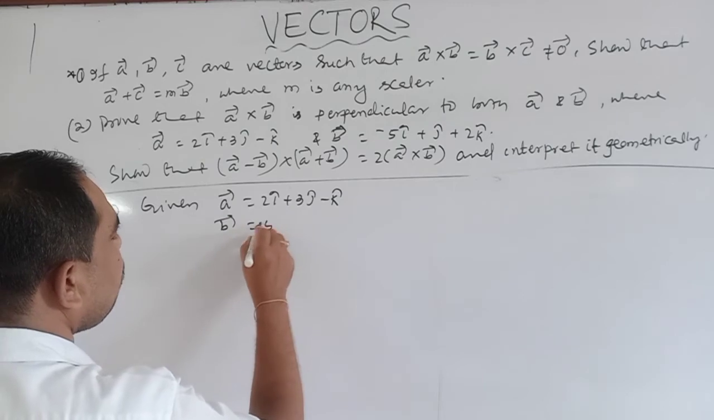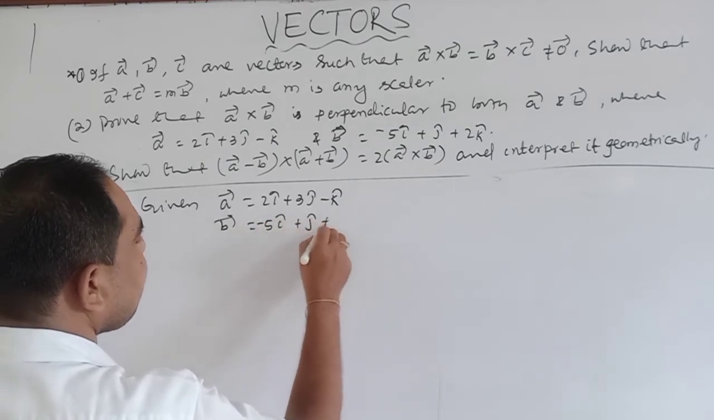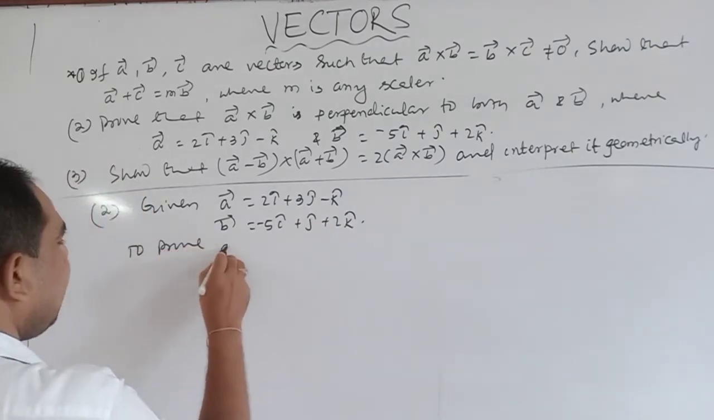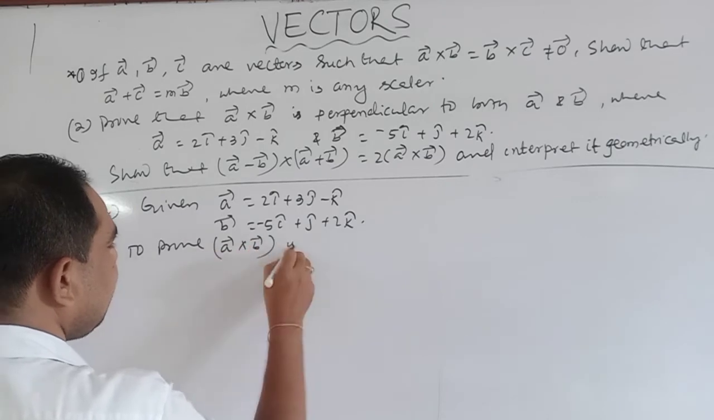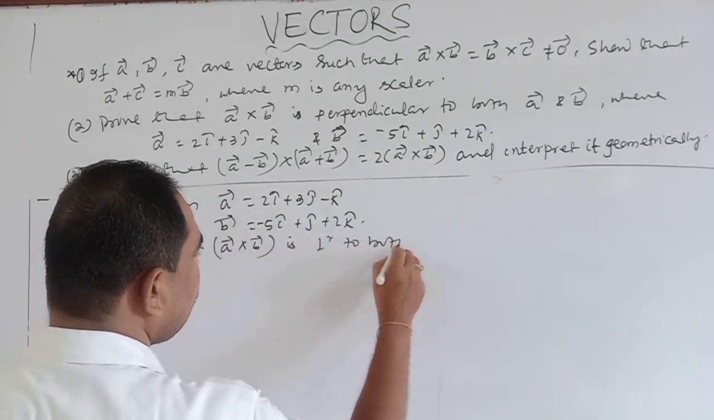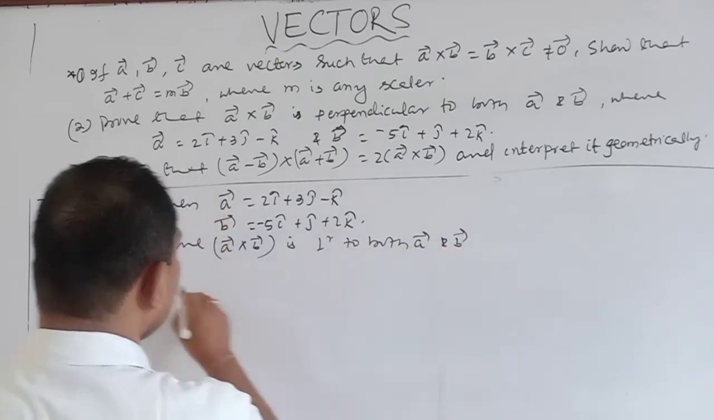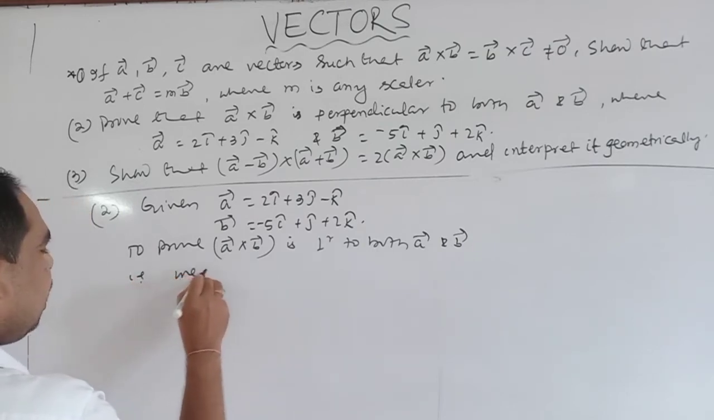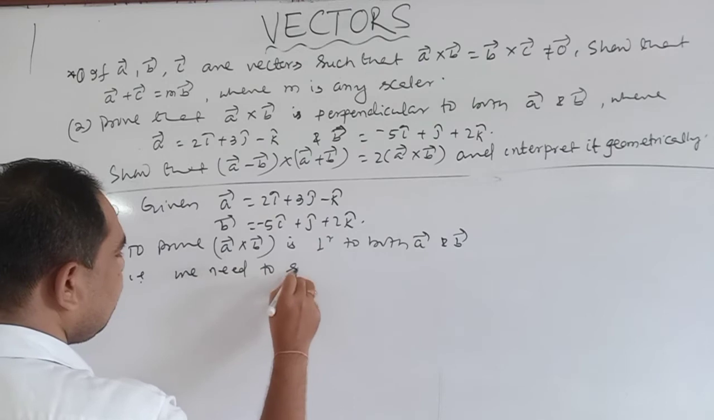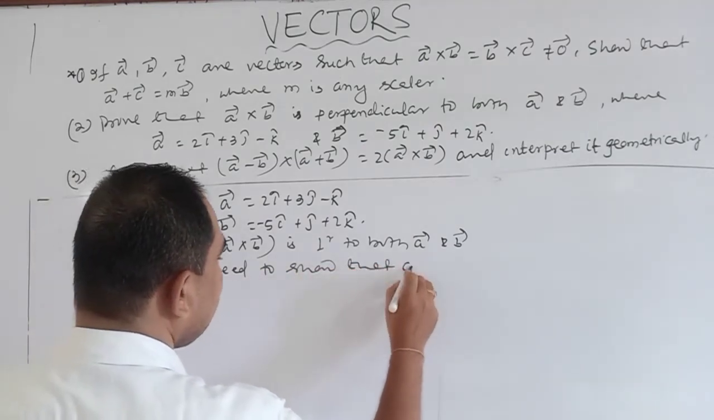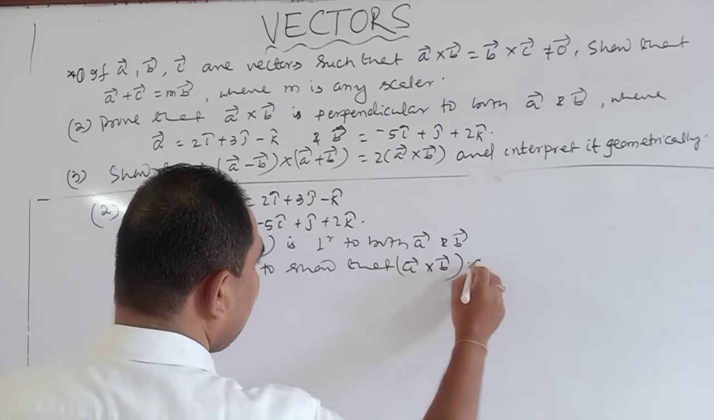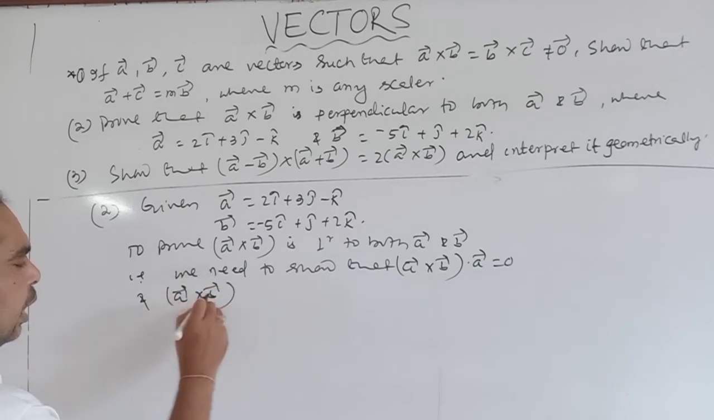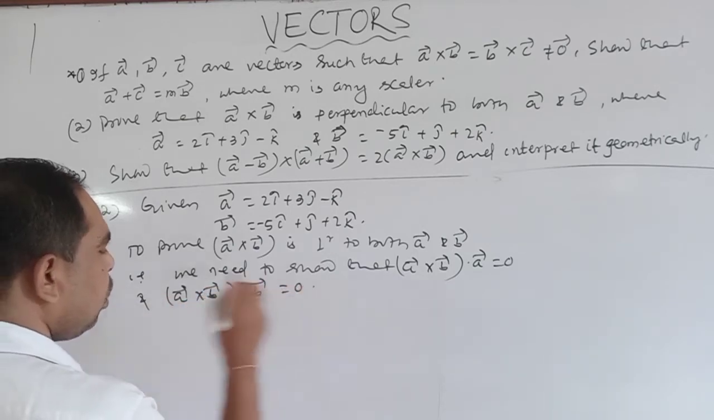B vector is equal to minus 5 i cap plus j cap plus 2 k cap. Okay, so to prove A cross B is perpendicular to both A vector and B vector, that is, we need to show that A cross B dot A is equal to 0 and A cross B dot B is equal to 0.